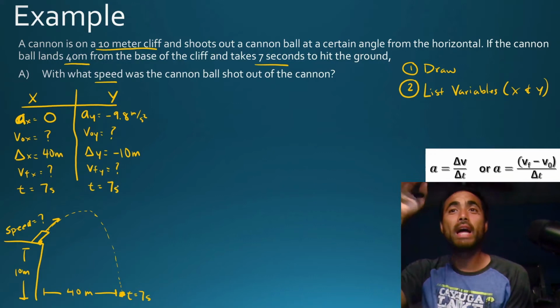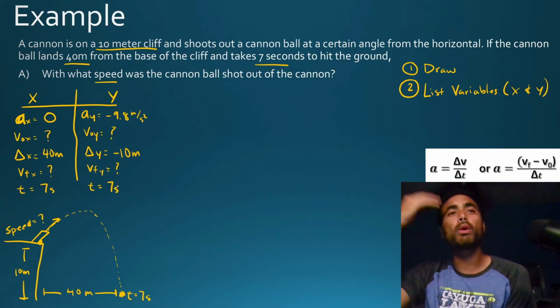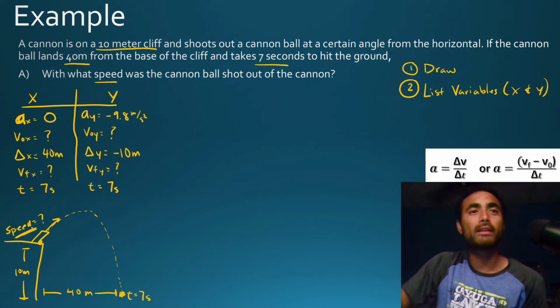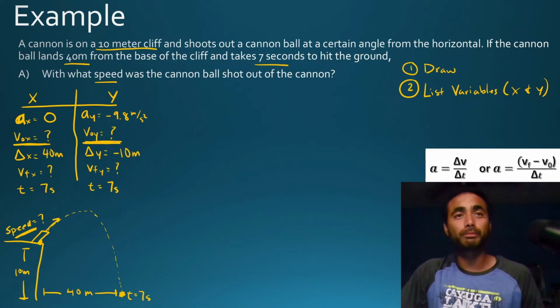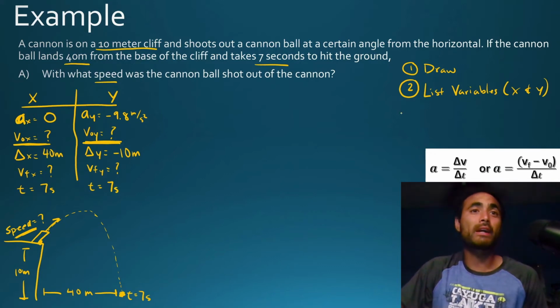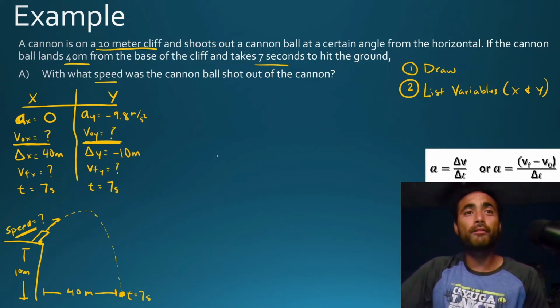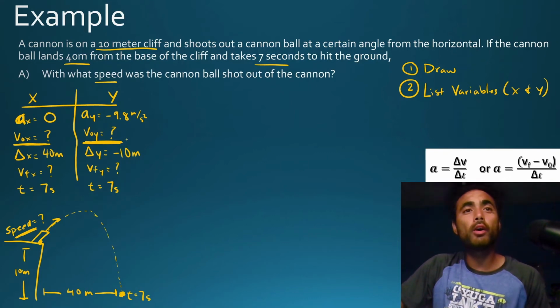Okay. Now that we've listed the variables, we have to think about what we need. So we're looking for the speed it was shot out at. So we're looking for the velocity it got shot out with in the X direction and also in the Y direction. So now that we figured that out, we found our unknown that we're looking for. A key thing to know here is before we can use an equation to solve this, we have to have 3 known variables.